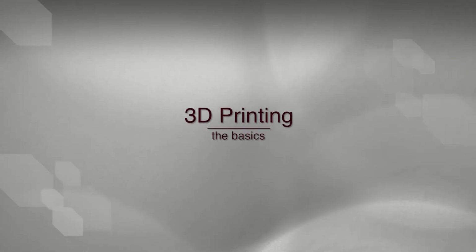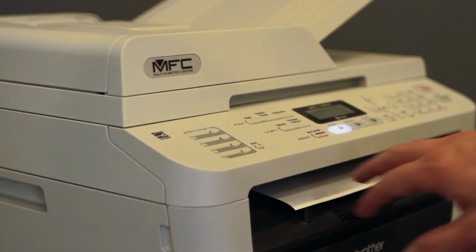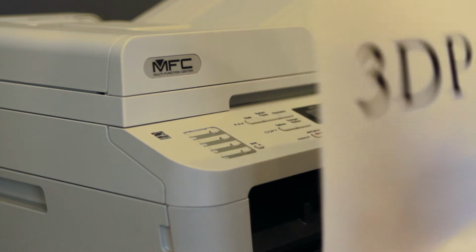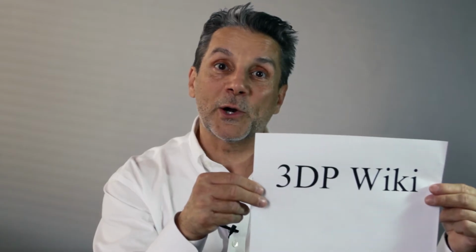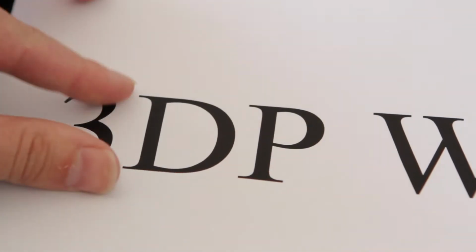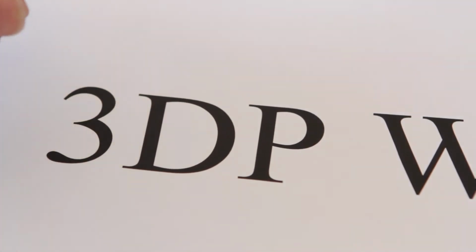To understand the concept of 3D printing, let's first consider 2D printing. As you can see, I printed the words 3DP Wiki on this piece of paper. Imagine if I were to run this through my printer over and over, printing these exact letters on top of each other until you could physically pull a letter off of the page. Well, we know that can't actually happen with ink, but what if it could happen with something else?